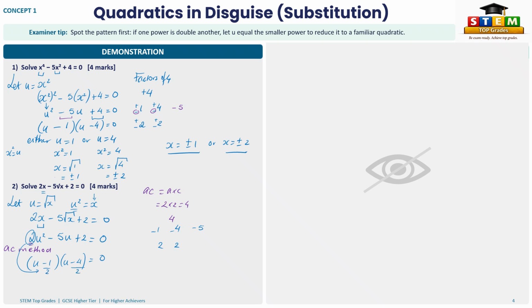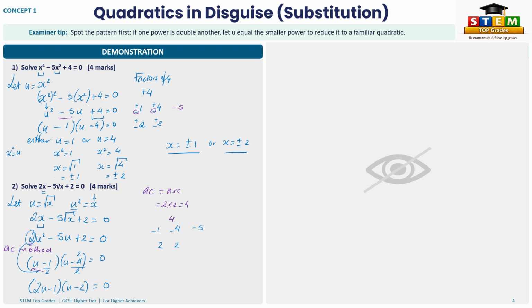One of them can be simplified further, which is, in that case, that one, which is 2. And the 2 that has not been able to simplify further, we're going to send back to u. That gives us then 2u minus 1, and then u minus 2 as the factors for the quadratic equation.